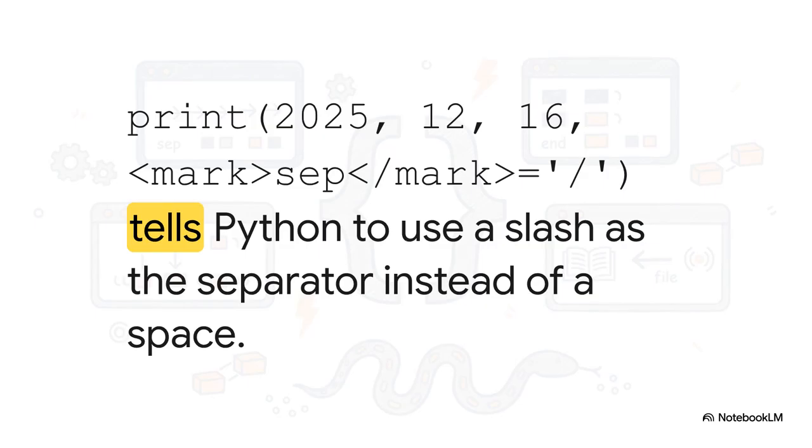Check out this perfect example. Say we've got variables for year, month, and day. Instead of messing around with adding strings together, you just print them and add one little thing at the end. sep='/'. That's it. You're telling Python, hey, use a slash as the separator instead of a space. And boom, look at that result. A perfectly formatted date just like you'd want to see it. No clunky string concatenation needed. This is awesome for things like creating file paths or any kind of data that needs a specific delimiter.